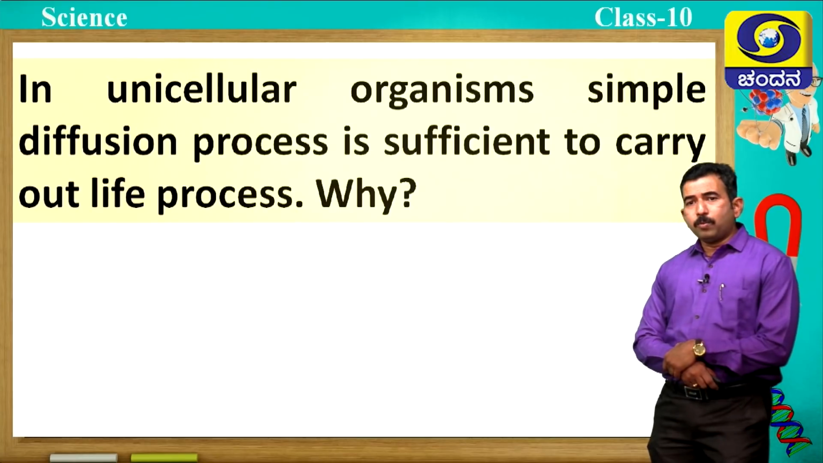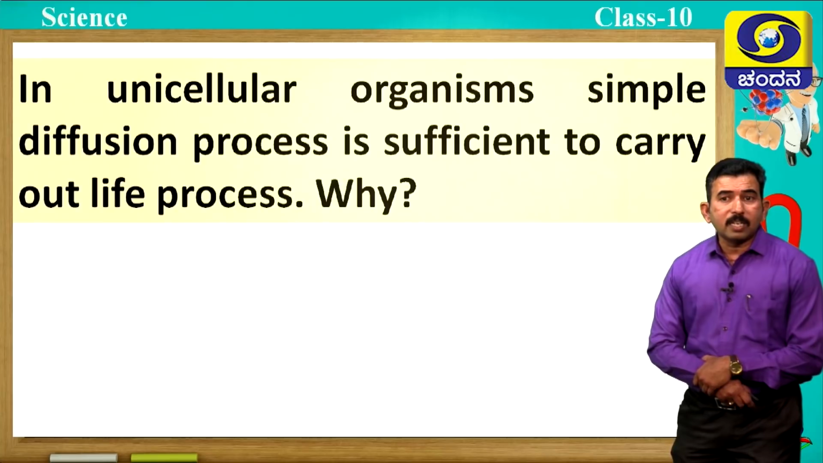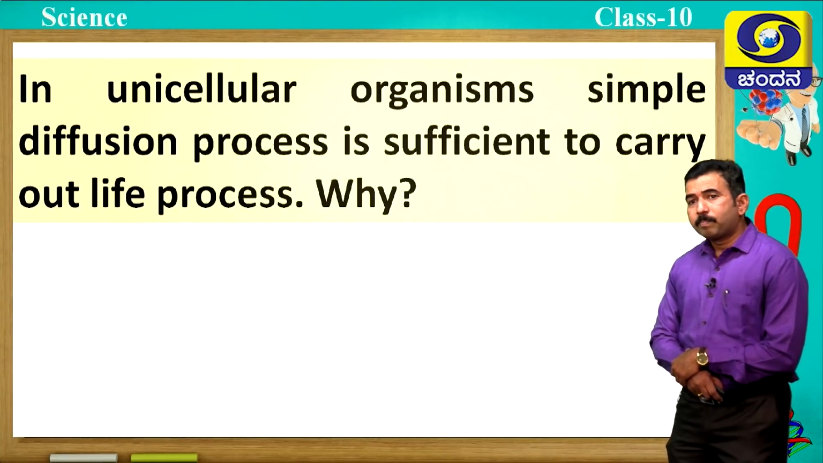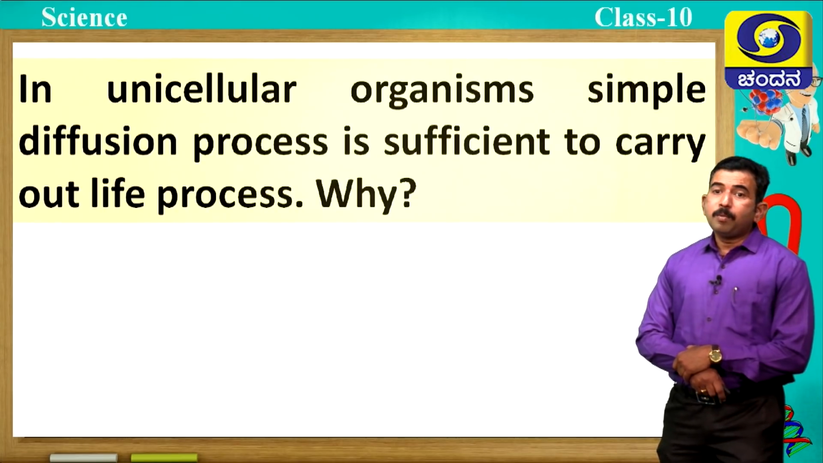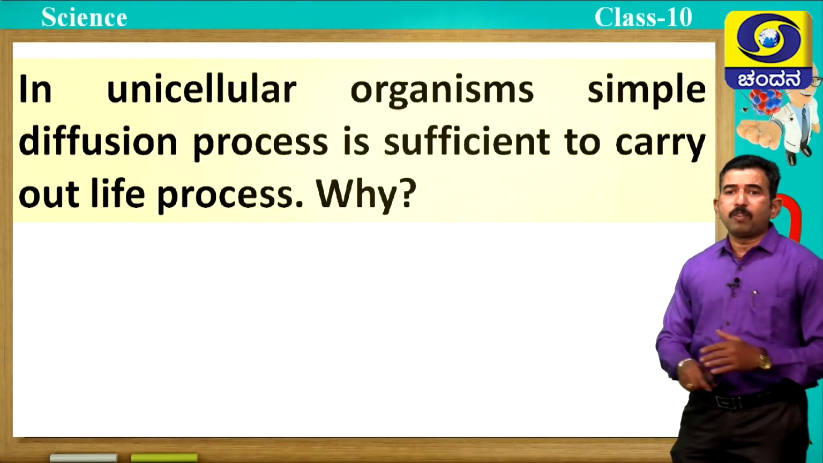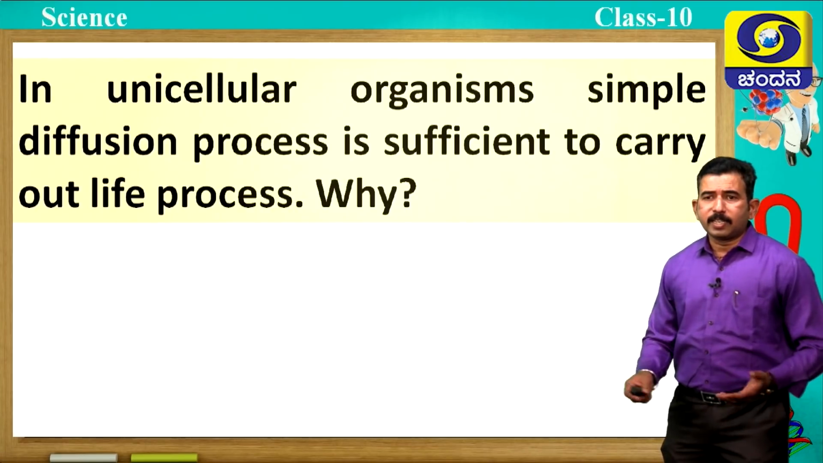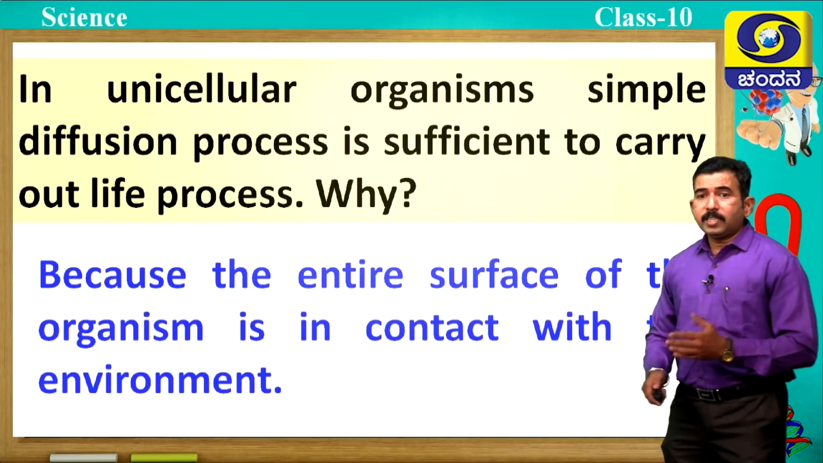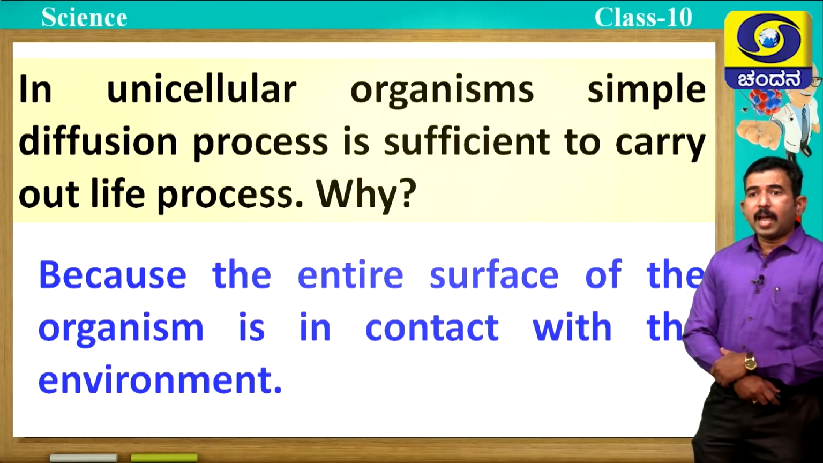Now a question for you: in a unicellular organism, simple diffusion is sufficient to carry out life processes. Why? Of course, yes students, in a unicellular organism, simple diffusion is enough to carry out different types of life processes, such as respiration, nutrition, excretion, etc. Because the entire surface of the organism is in contact with the environment.